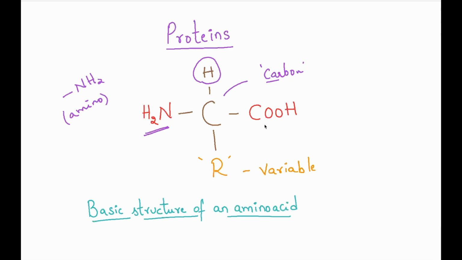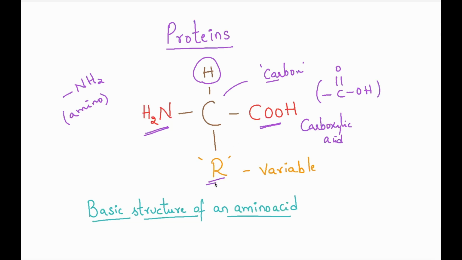On the other side we have the carboxylic acid. So C double bond O, OH refers to a carboxylic acid in chemistry. These are the two important functional groups that are present in all the amino acids.